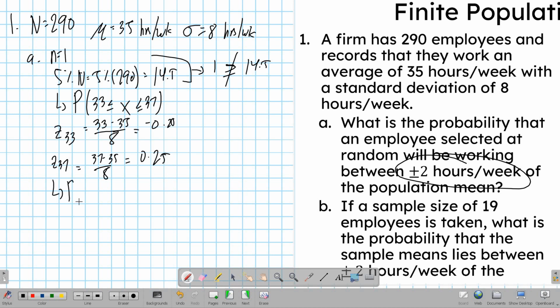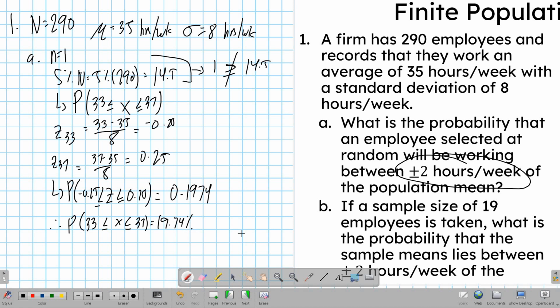Which translates to finding the probability that the z-score is between negative 0.25 and positive 0.25. Solving for this, we actually get the value of 0.1974. Therefore, the probability that a random employee would be working from 33 to 37 hours would be 19.74%.